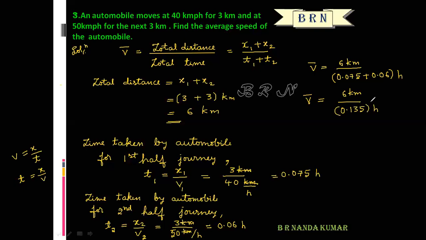So 6 divided by 0.135, that is 44.444. Okay, so this is the average speed of the automobile. What is the unit? Kilometer per hour. So the average speed of the automobile is 44.444 kilometer per hour.